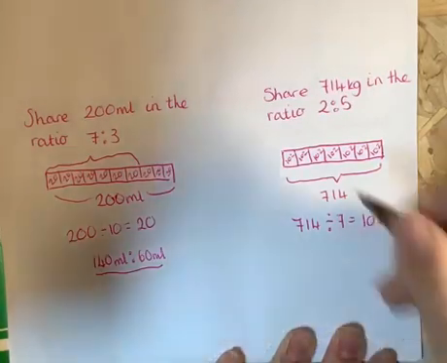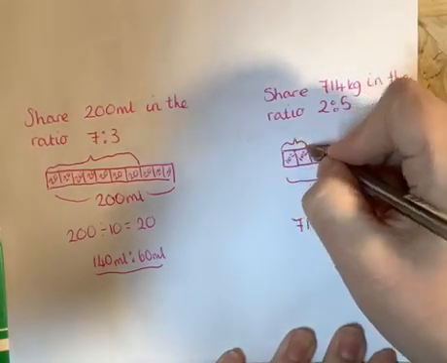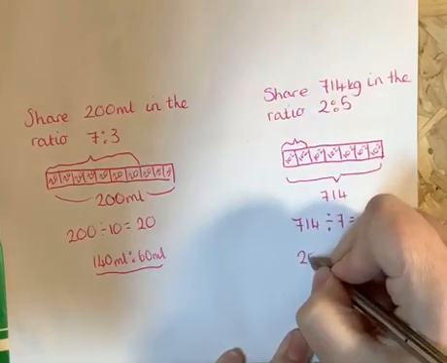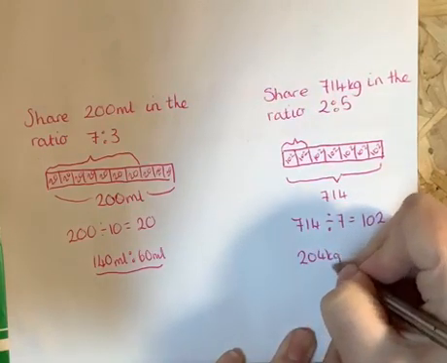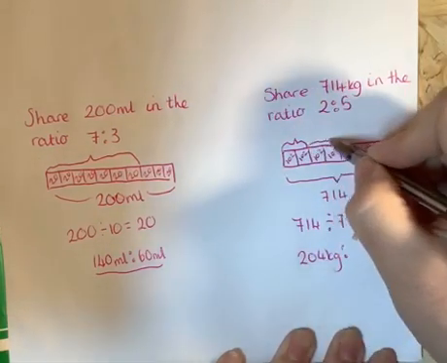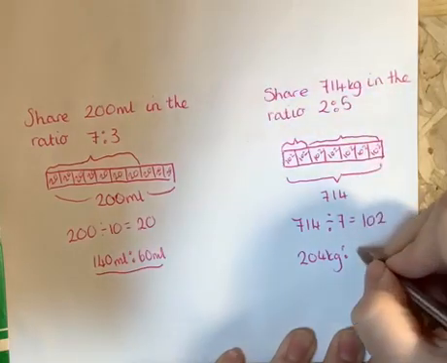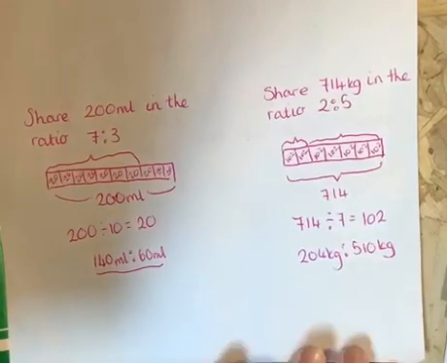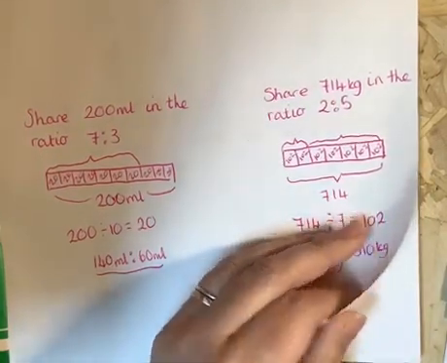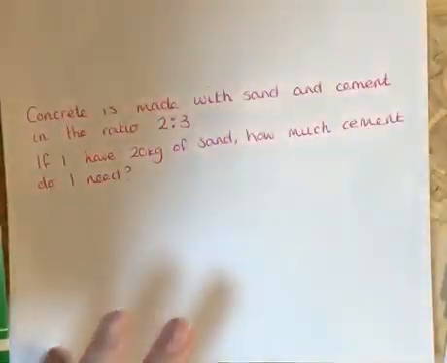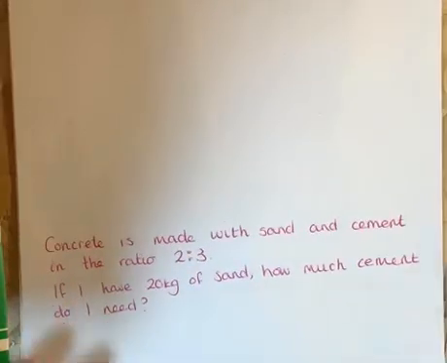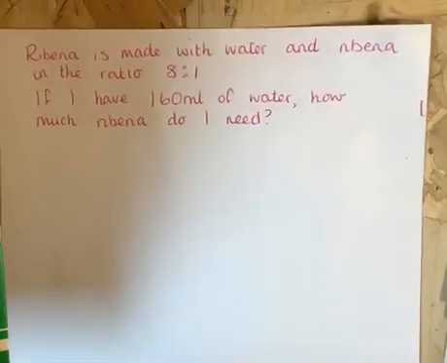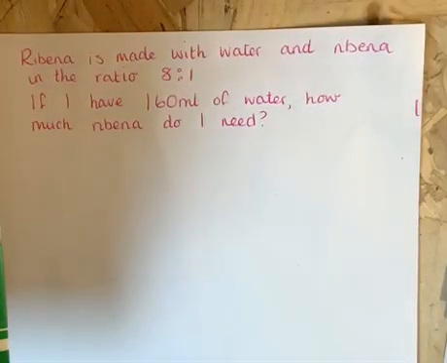Okay, so we know then that 2 parts is worth 204 kilograms, and that 5 parts is worth 510 kilograms. So that's sort of the basics of ratio. But if we move to more problem-based questions, if I move that down for you, let's read through this one together.